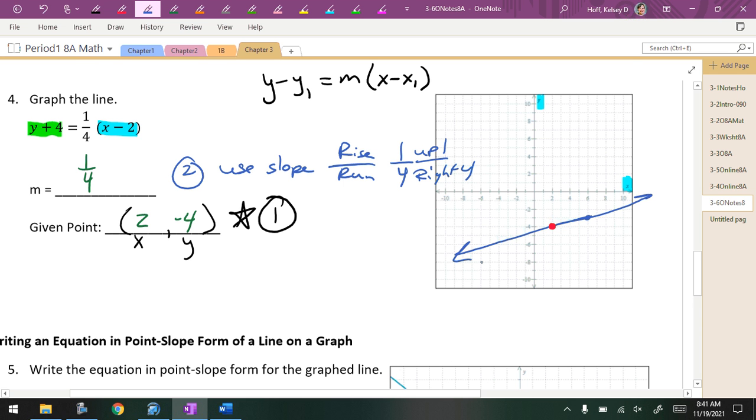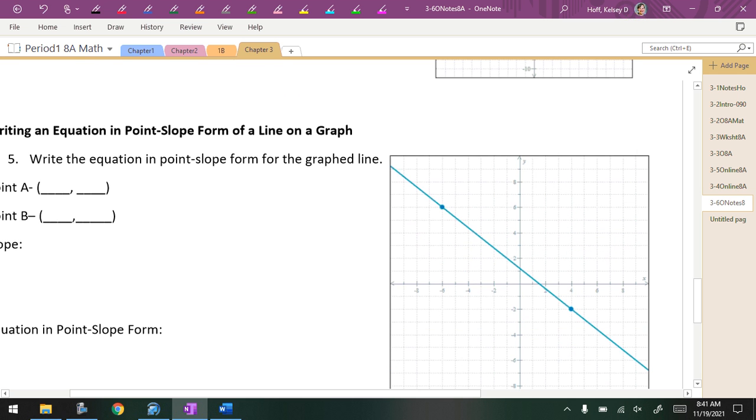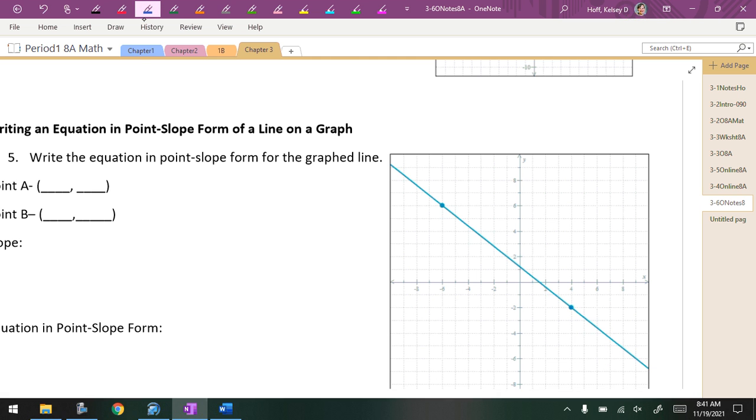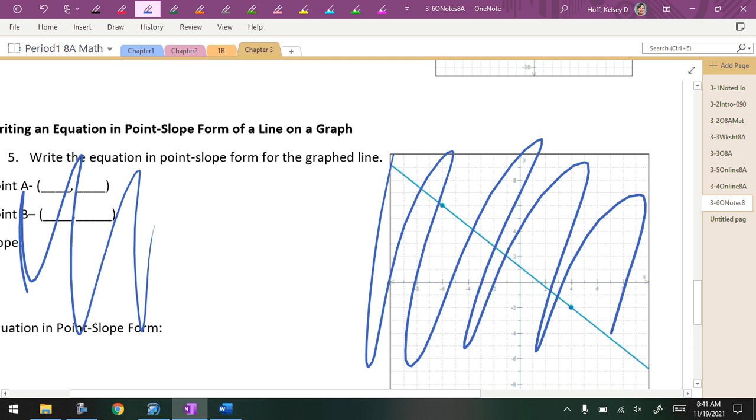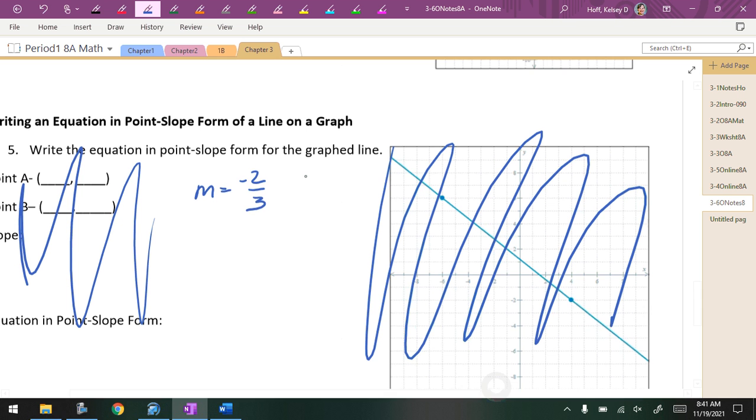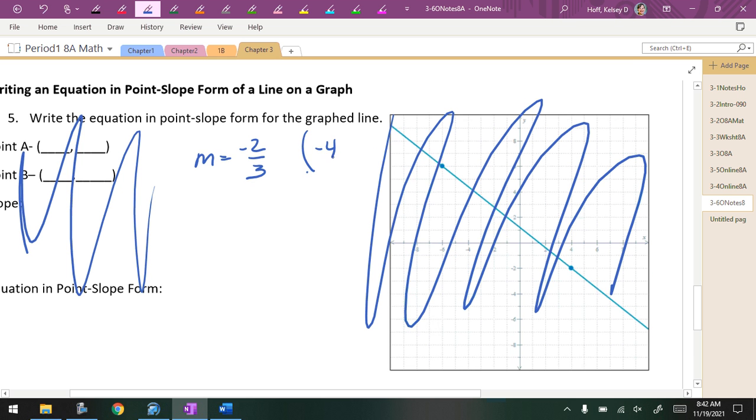Okay, one more and then I'm going to let you go. We're not really going to do this problem here. Here's what I'm going to tell you. I'm going to give you a slope of -2/3, and I'm going to give you the point of -4/7. I want you to write me the equation. You fill in the slope and the point.